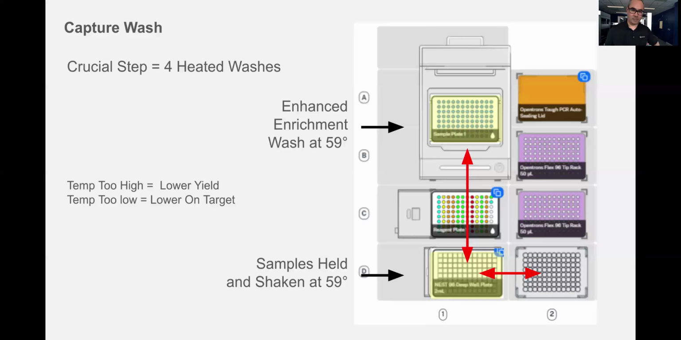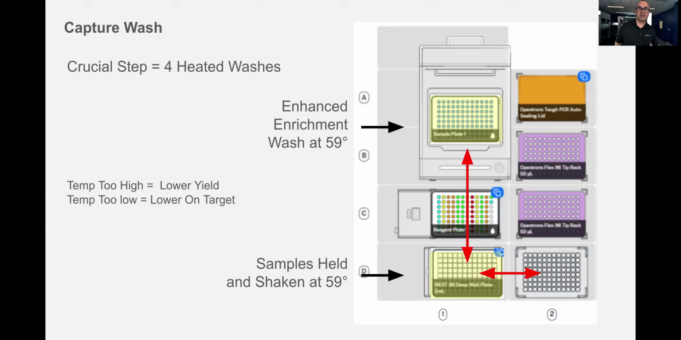And here, we've gone through the reverse transcription, we've gone through the tagmentation, the regular library prep, everything's barcoded. The samples are pooled, put into the overnight hyb, and now it's ready for the capture wash. In the enrichment procedure, the capture wash is the most crucial step. It's going to go through 4 heated washes of this enhanced enrichment wash, which is washing away all the off-target molecules.